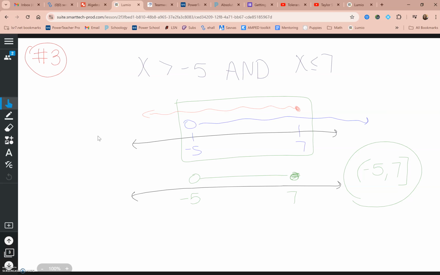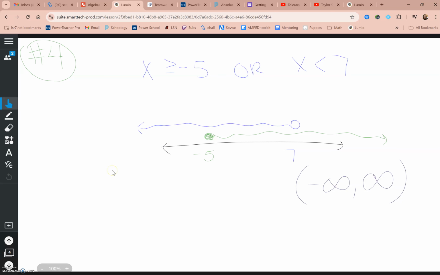For our interval notation, we read it left to right. We have nothing, nothing, nothing until -5. It's an open circle, so we put parentheses. It goes all the way to 7. Closed circle, so we put a bracket. Okay, so this is our final answer, and it's okay for there to be one parenthesis and one bracket. That's perfectly fine.